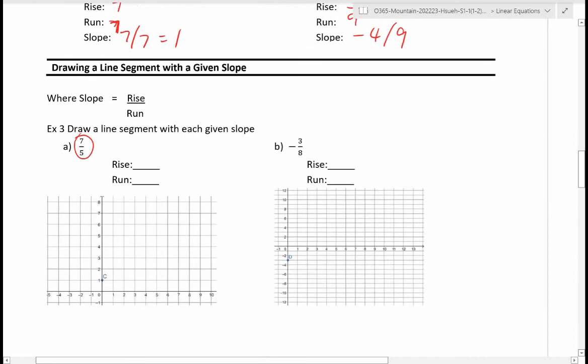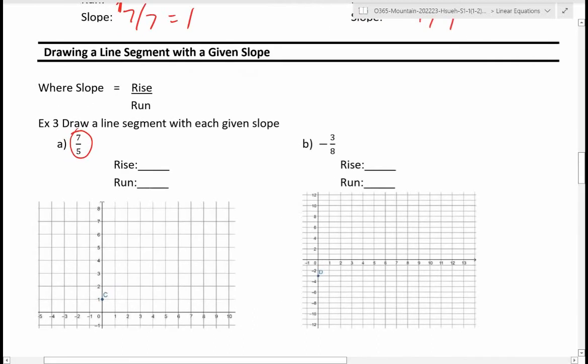Oh, you might ask, what if the slope given to us is a decimal, right? Well, then you've got to convert it into a fraction, okay? So make sure you are writing the slope as a fraction so then we can find the rise and the run. Okay, so the rise in this case is 7 and the run is 5.